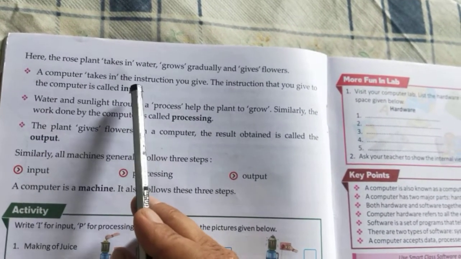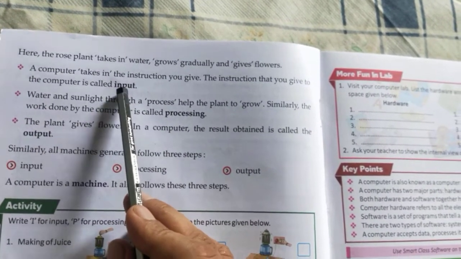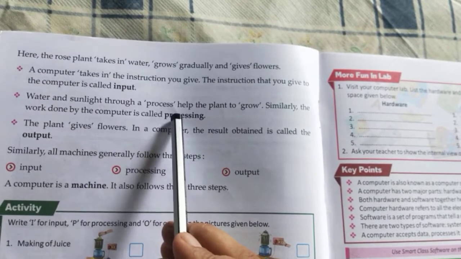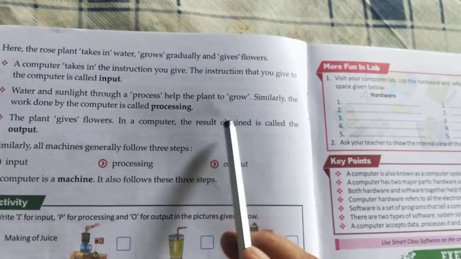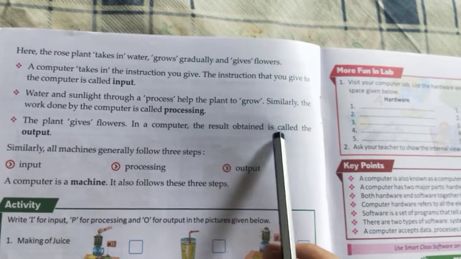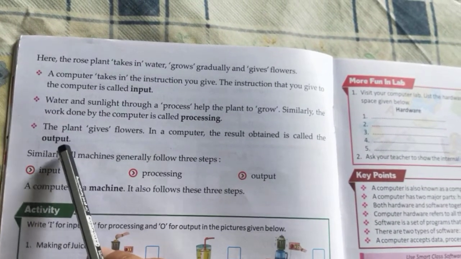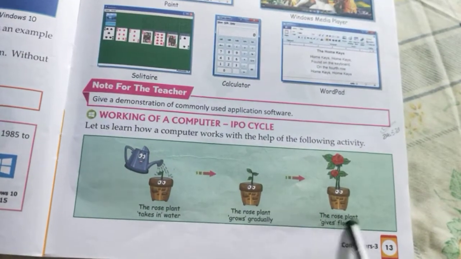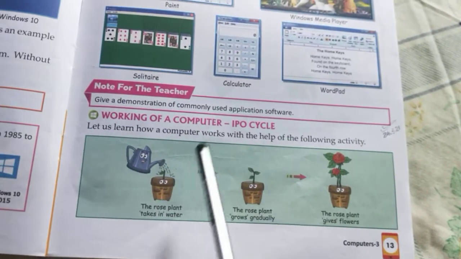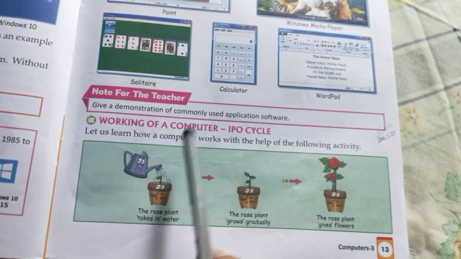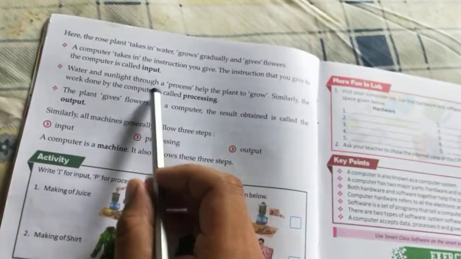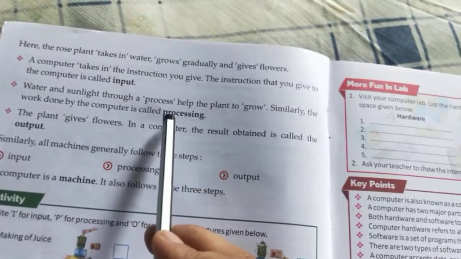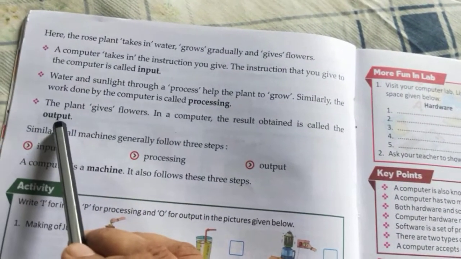After you give input to the computer, it processes the raw data that you give, and ultimately it gives you a result which is called output. So now you can understand what this activity explains as related to the work of a computer. And what does IPO mean? IPO stands for I for input, P for processing, and O for output.